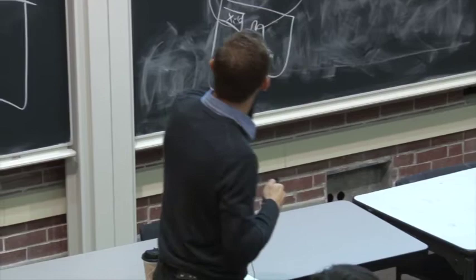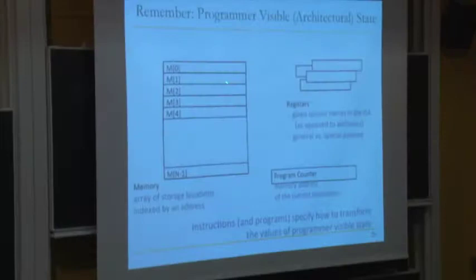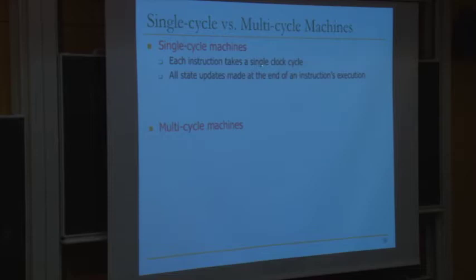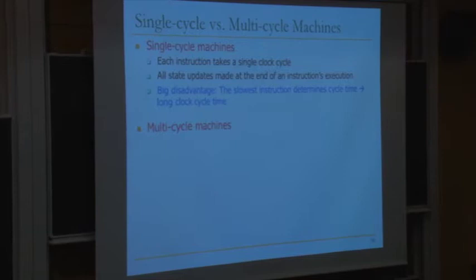You have programmer visible architectural state, which is the memory and the registers and the program counter. Instructions basically specify how to transform the values of the programmer visible state. Single cycle machines, each instruction takes a single cycle. All state updates must be made at the end of the instruction's execution. Big disadvantage, the slowest instruction determines your critical path, your clock cycle time. As a result, you have a long clock cycle time.